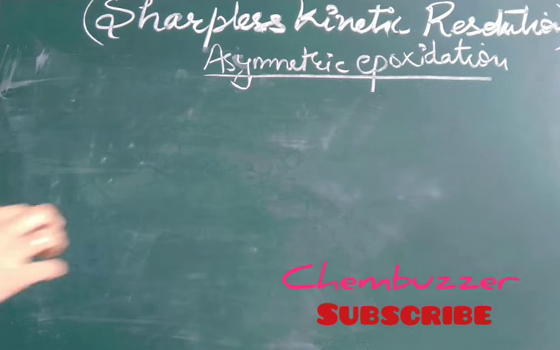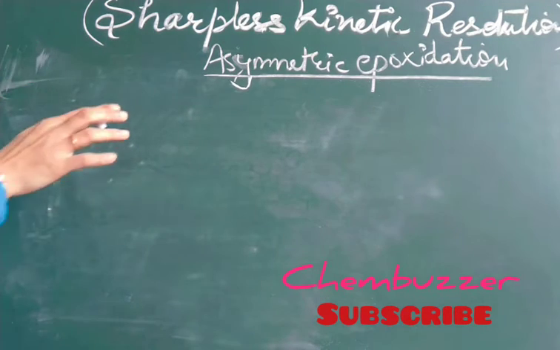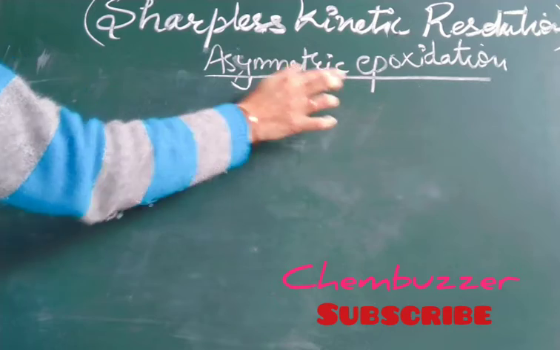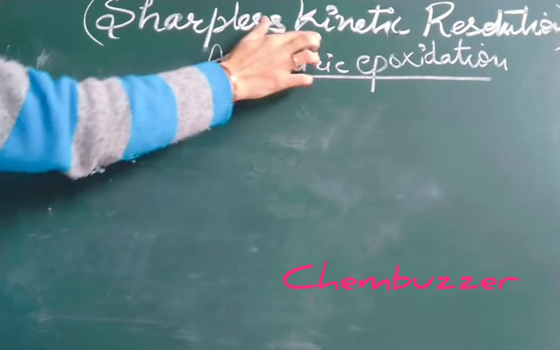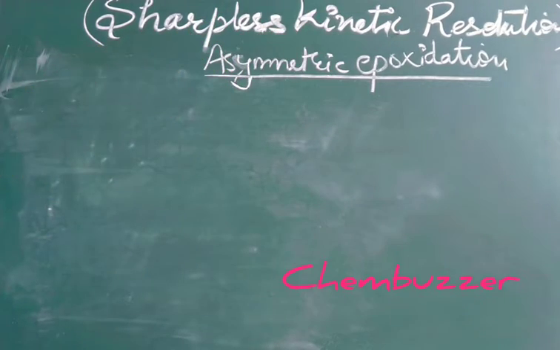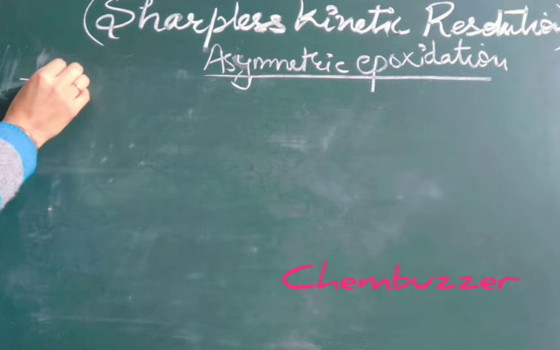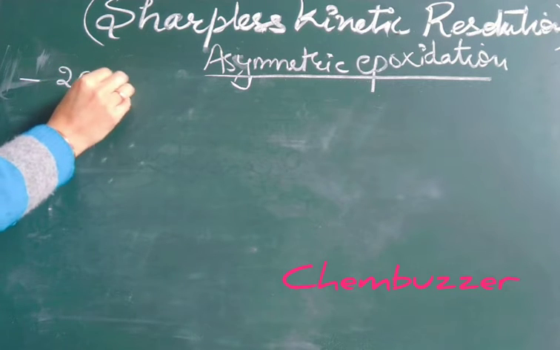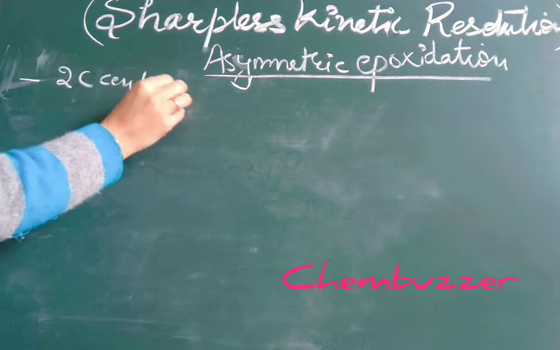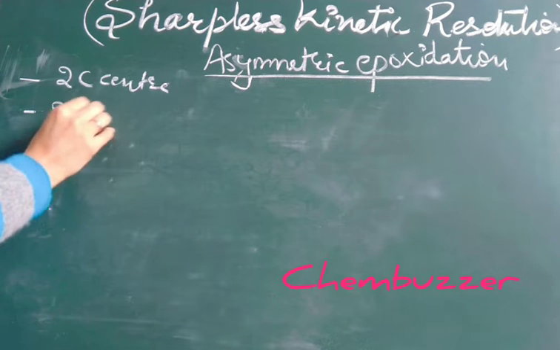Hey guys, back again with another video with a new topic, that is asymmetric epoxidation, also known as Sharpless asymmetric epoxidation. See what happens in this epoxidation, there is the formation of two chiral centers and two functional groups at the same time.